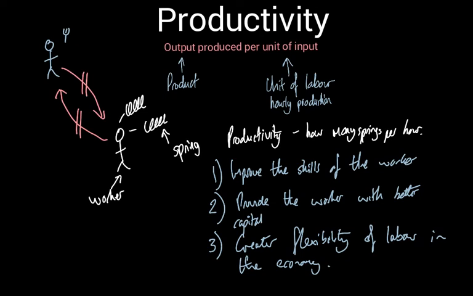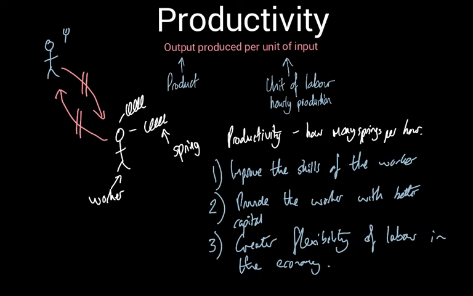The second thing that they could do is provide the worker with better capital, with better equipment, with better machinery. And that will enable them to produce more in a given time period. The third thing then is to enable greater flexibility of labour within the economy.